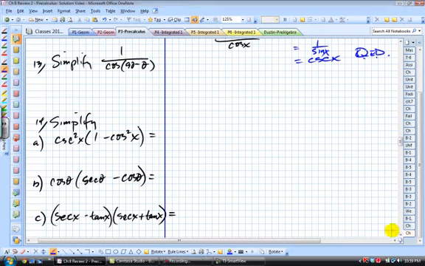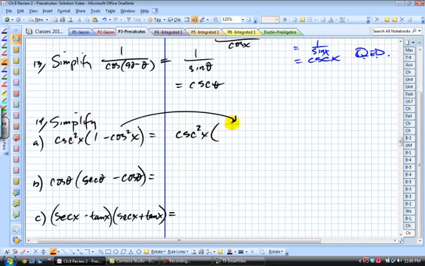Let's continue here. We want to simplify this. So we know that cosine of 90 minus x, or theta, is the same thing as sine theta. You get cosecant theta. Done. Next one. You get cosecant squared x times sine squared x. This is 1 over sine squared x here, times sine squared x. That equals 1.